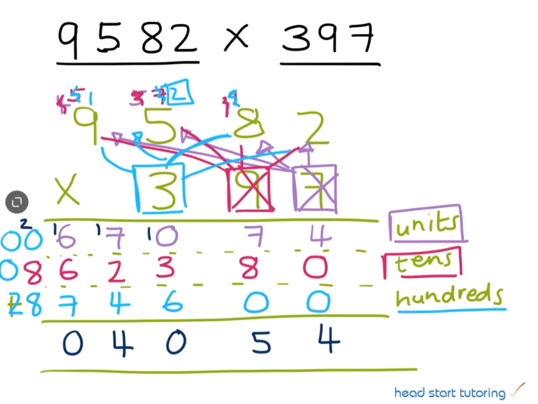Then we've got 8 plus 8, which is equal to 16, plus our 2 is 18. Carry our 1. And then we've got 1 plus 2 is 3. So our answer ends up being very large. We've got 3,804,054.